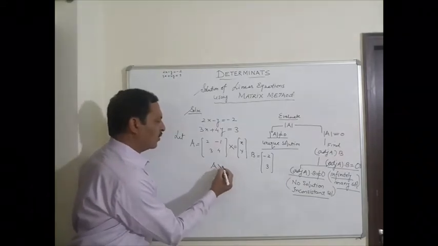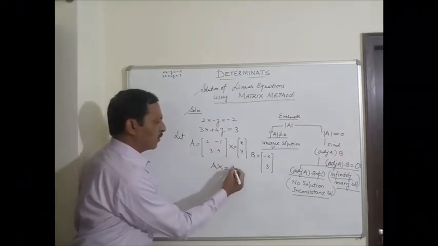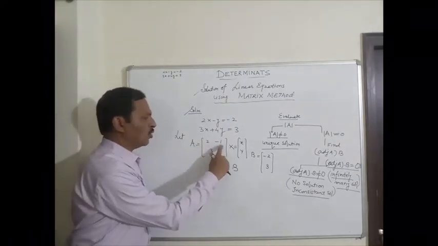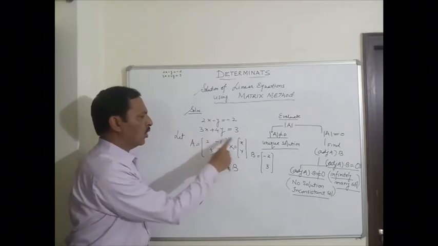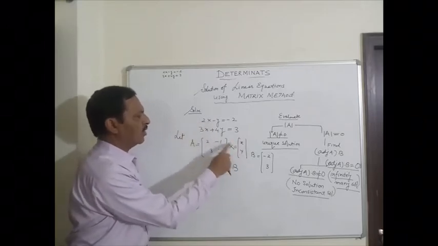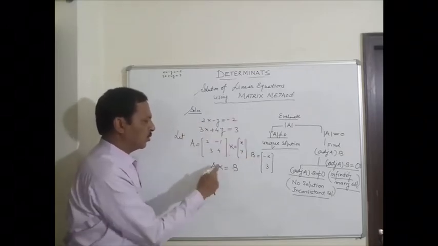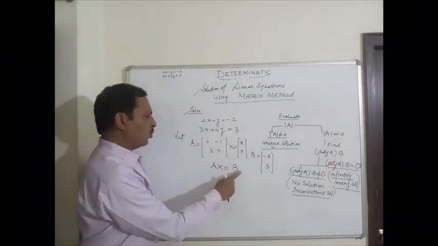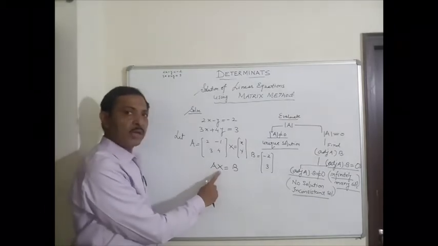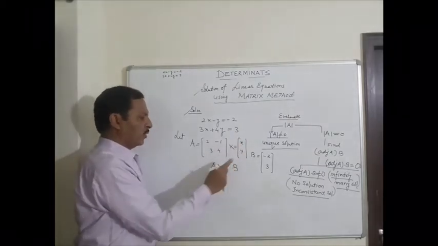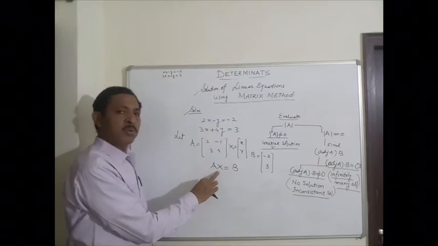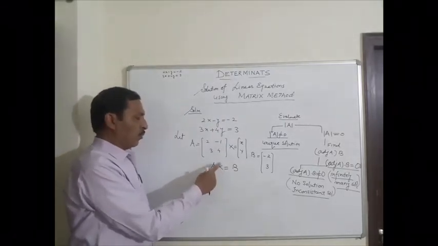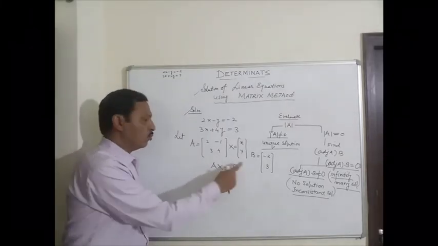So what formation did we get? A into x equals B. You can try it out. First row multiplied by first column, what is it? 2x minus y equals minus 2. Similarly for the second. Now Ax equals B. We have to find the x matrix, that is the variables x and y. So what do I have to do? I have to remove A from here. Obviously what will I do? I will do a pre-multiplication by A inverse on both sides.